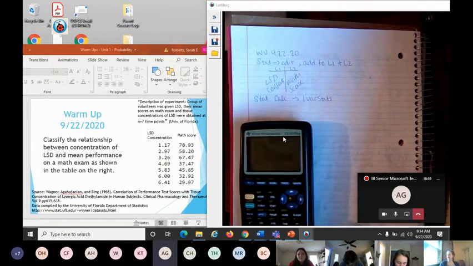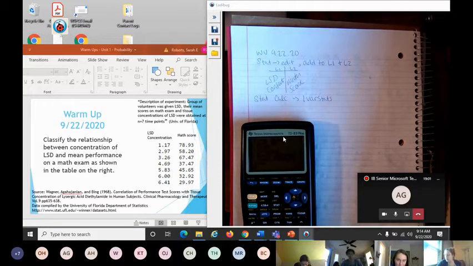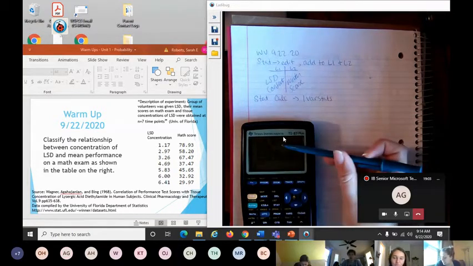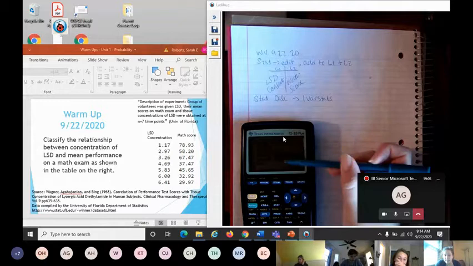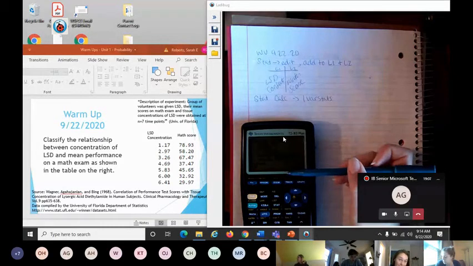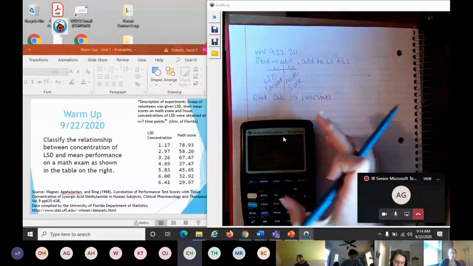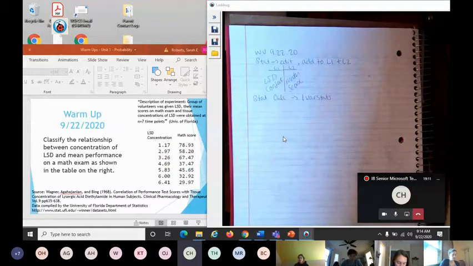Okay, so for all the values, I get a mean value. I get the sum of the means. I get the standard deviation. Can you make your screen brighter because we can't see the calculator?